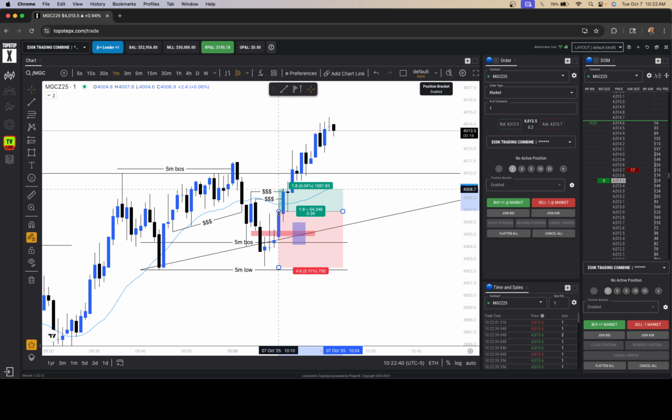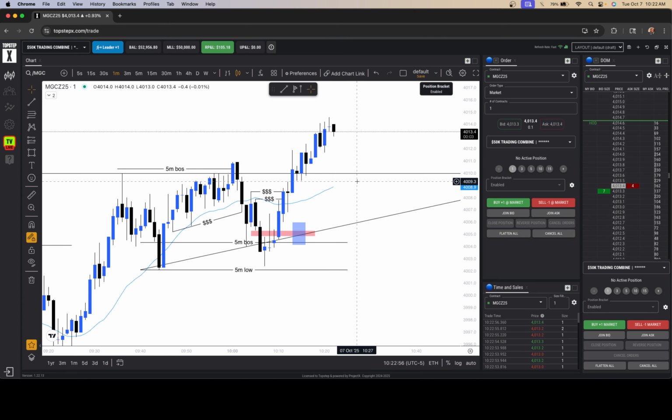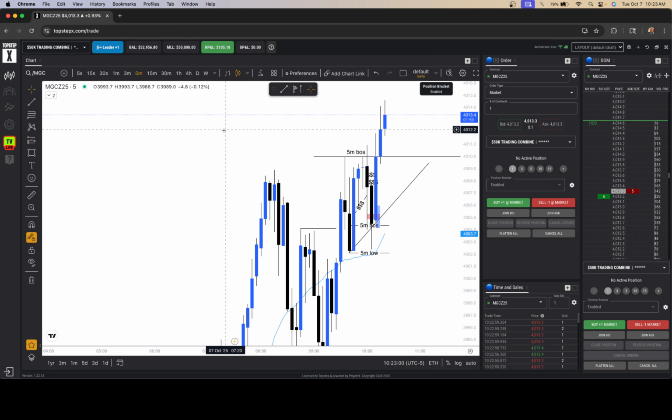Actually, we entered in, I think, around right here because we didn't wait for the closure of the candle. So we did get a 1-to-1. It could have been a 1 to 1.6, or as you can see, it went up to 2.8R, almost 3R. Following the plan, easy does it.